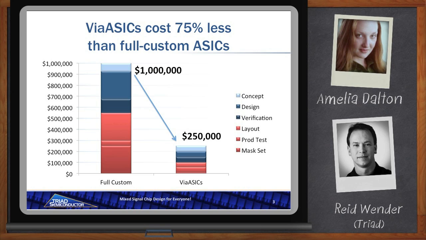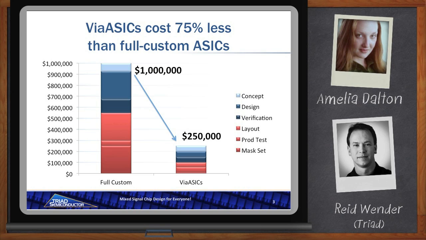If you're considering an ASIC, a full custom design, we can easily take that cost from $1 million down to $250,000. And the cost savings are in the upfront concept, the design, simulation and verification. Our layout costs are significantly lower, production test is radically reduced, and mask set costs can be as much as 30% less than a full custom design.